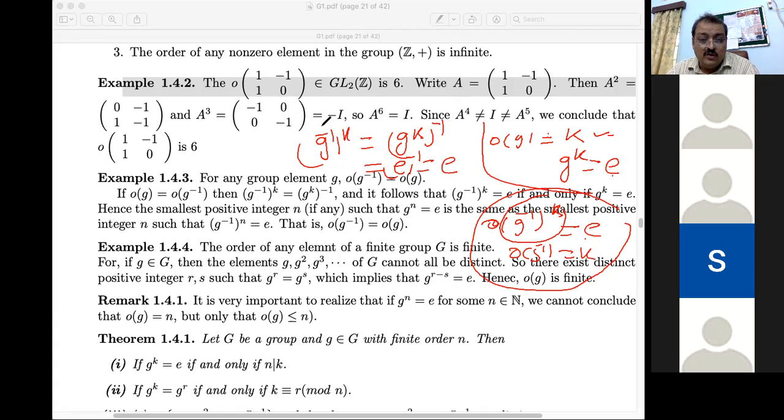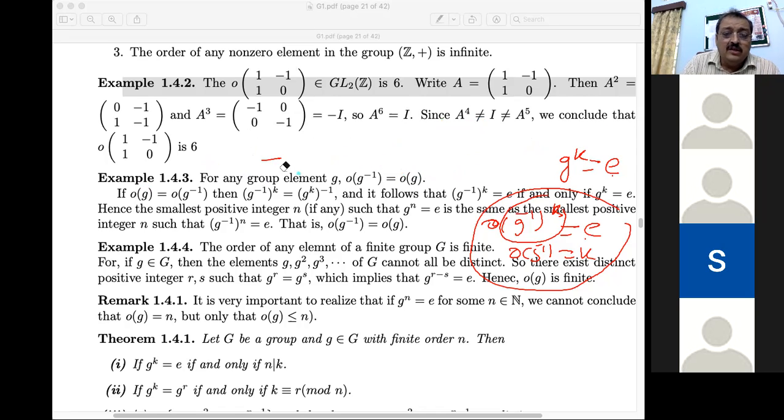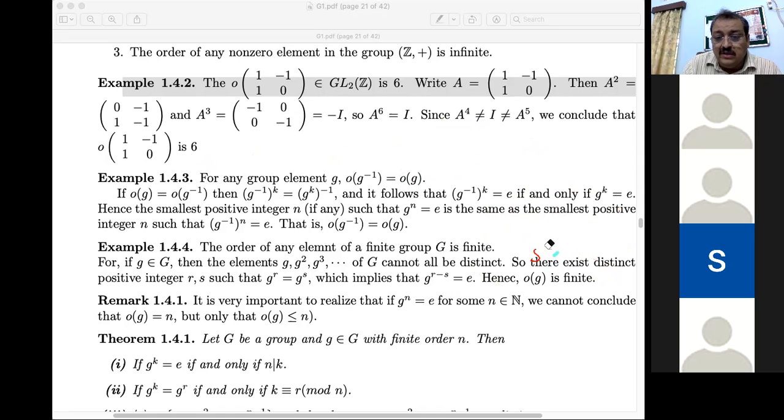So this is g to the power inverse to the power k is also identity, so it means the order of g inverse is also equal to k. So now the proof is very trivial, so we can say that the order of g and the order of g inverse is the same. So here the smallest positive integer n such that g to the power n is equal to identity is the same as the smallest positive integer n such that g inverse to the power n is identity. So we can easily prove this.